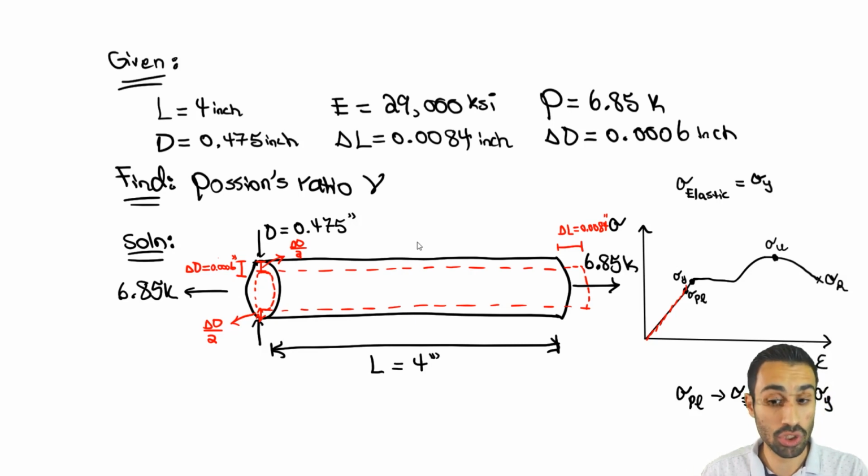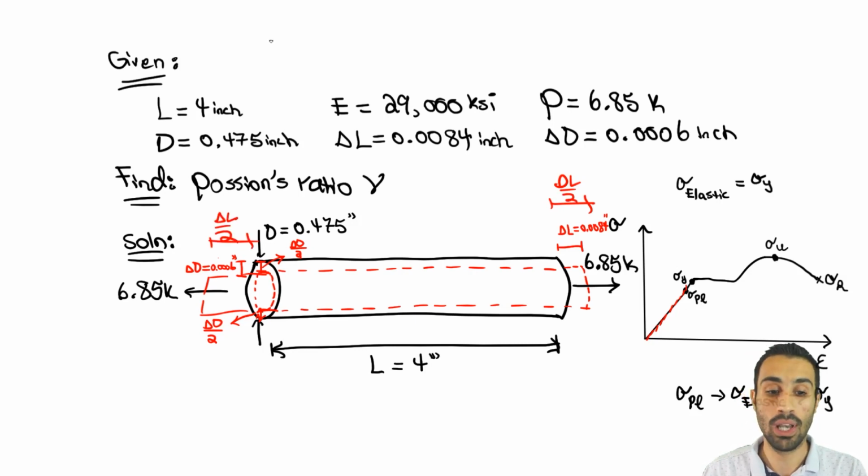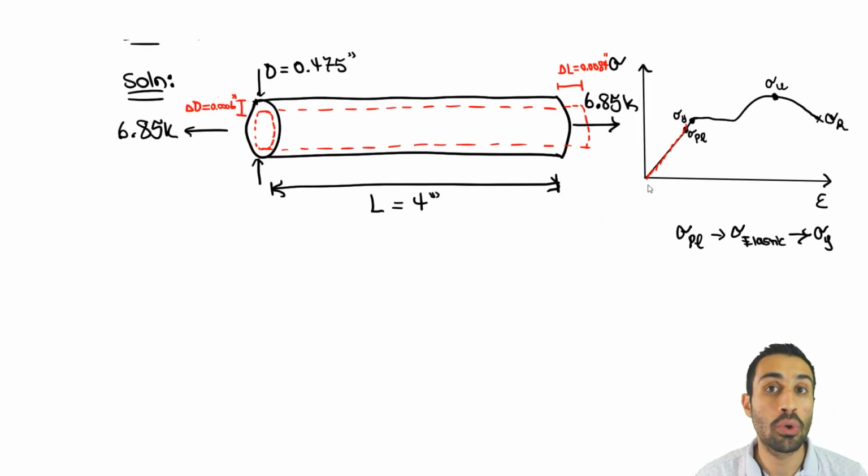The same is actually true for the length. I just denoted the change in length on one side to keep it simple, to actually just do the calculation and move on. But we know the change in length would actually occur on both sides. So this side would have a change in length divided by 2, and this side would have a change in length divided by 2.